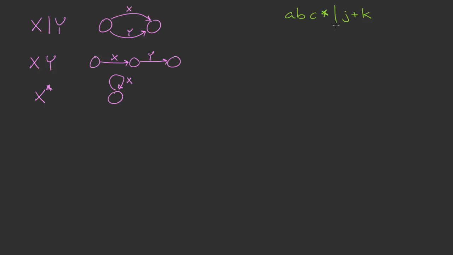First of all, this OR here, although it's listed first in our list of rules, actually has the lowest precedence, meaning this is interpreted as A, B, C star or J plus K. So it's not A, B, and then C star or J, and then plus K. This is A, B, C star on the left, and then J plus K on the right, and then that whole thing as an alternate. Now, there's a couple of things to show you here.